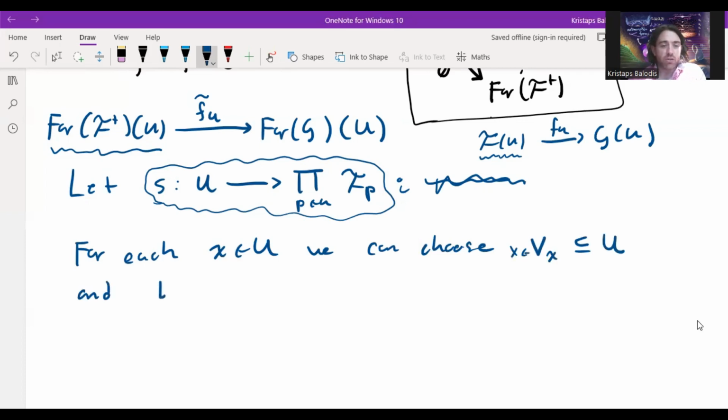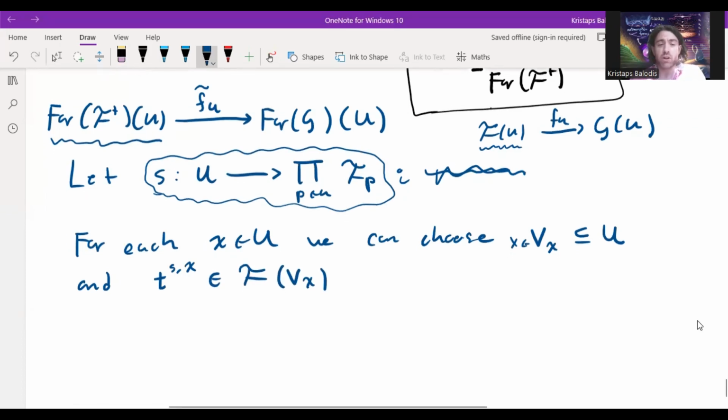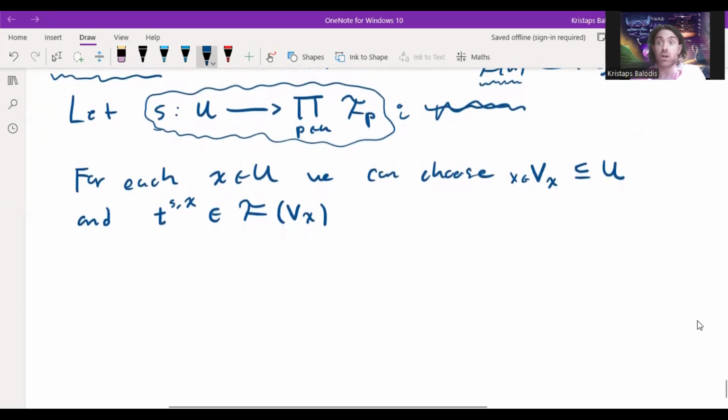And I'm going to call this thing, so people probably hate me for cumbersome notation, but I want to try and keep track of all this data. Some section of F over V sub x. And so I have the subscripts because of the dependence on S and the dependence on x.